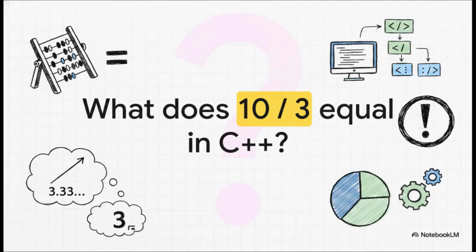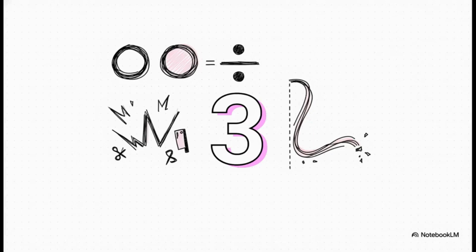So let's kick things off with a seemingly super basic math question. What does 10 divided by 3 equal in C++? Now, if you're relying on your intuitive algebra expectations here, you're probably picturing a decimal right now, right? Something like 3.33. But in the programming world, your mathematical intuition is about to completely clash with the compiler's reality. The answer is literally just 3.